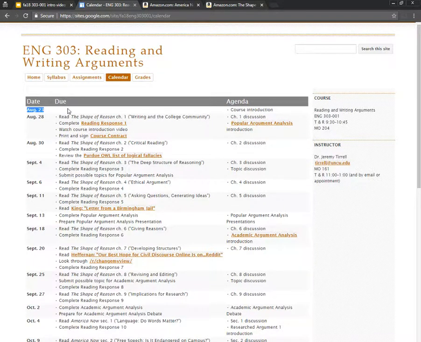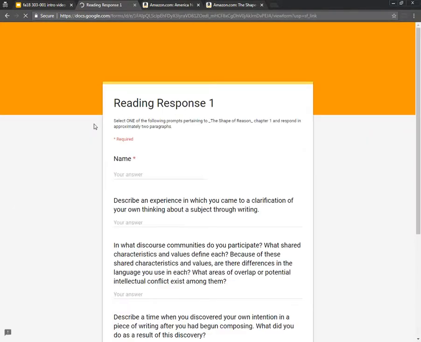You can see the first day here, nothing's due, obviously, because how could it be? And then our agenda, what we're going to cover is an introduction to the course. On Tuesday the 28th, what you need to have done is read the first chapter of The Shape of Reason, completed this associated reading response, which is linked.